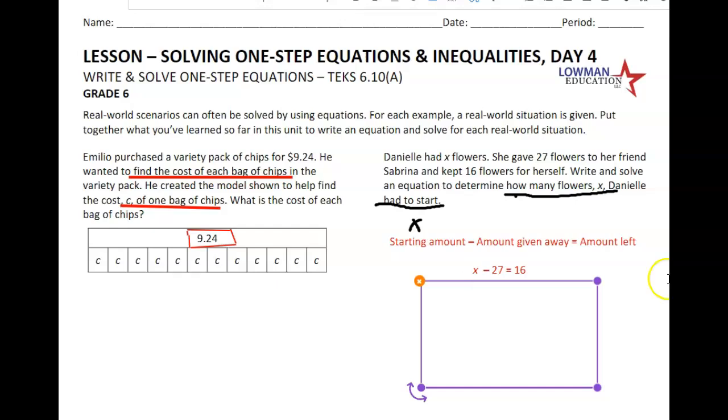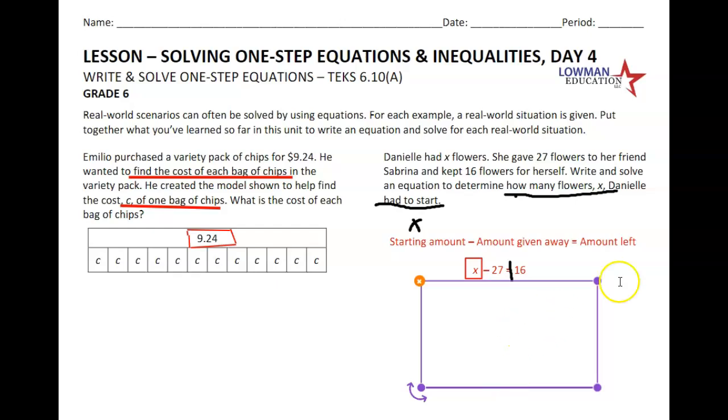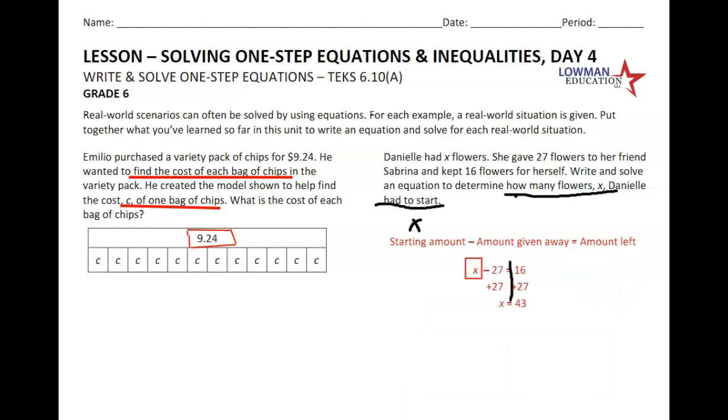Then, taking what you learned in lesson 2, draw your line, box your variable. You are going to use your inverse operations to find the solution of how many flowers Danielle started with. So the opposite of subtracting 27 is adding 27 to both sides. We're going to plug that into our equation, and we're going to see that Danielle started with 43 flowers.